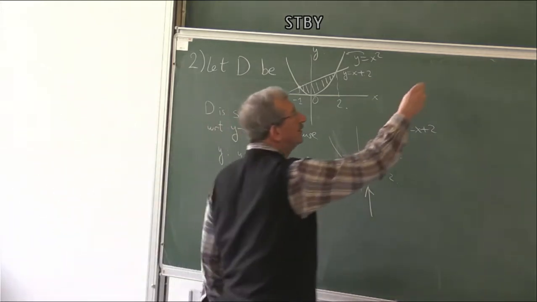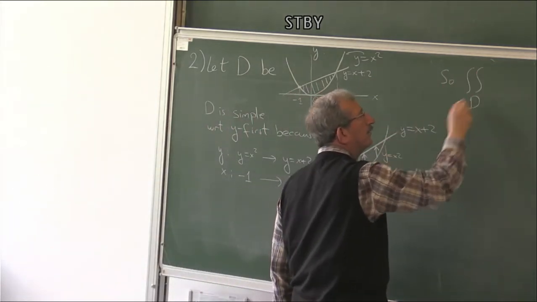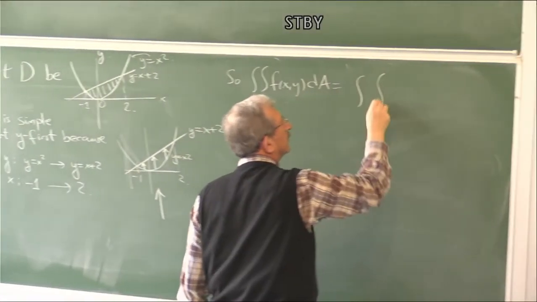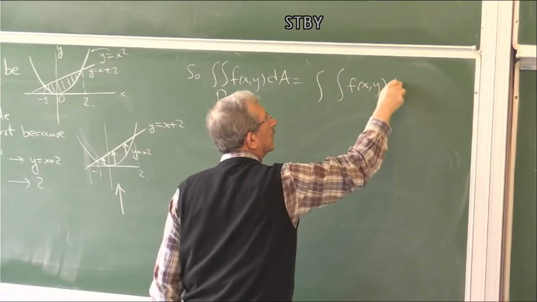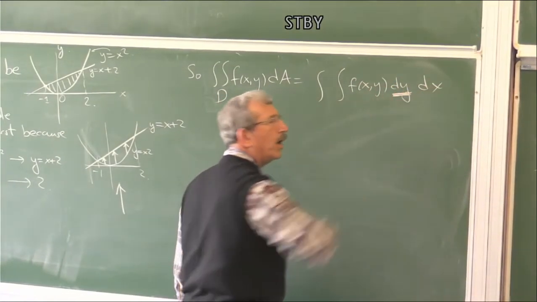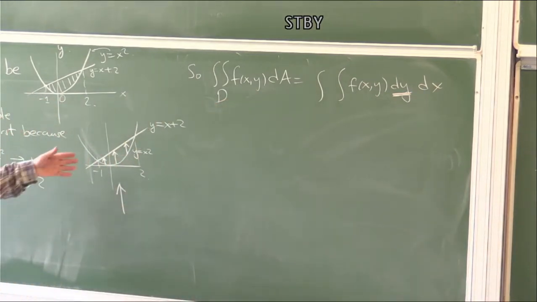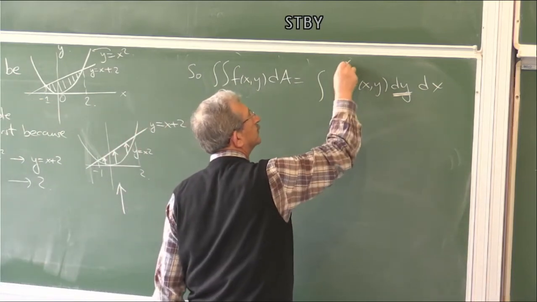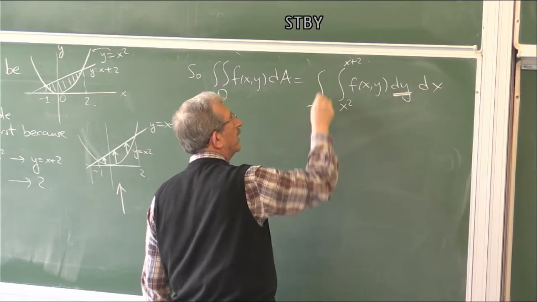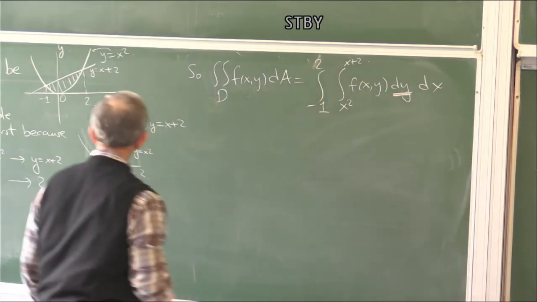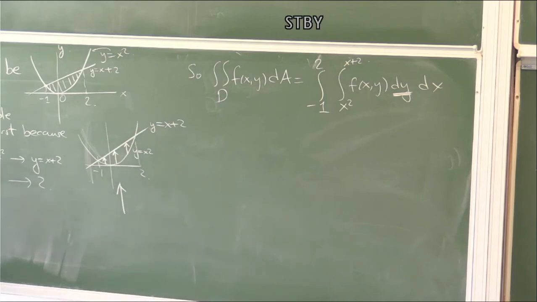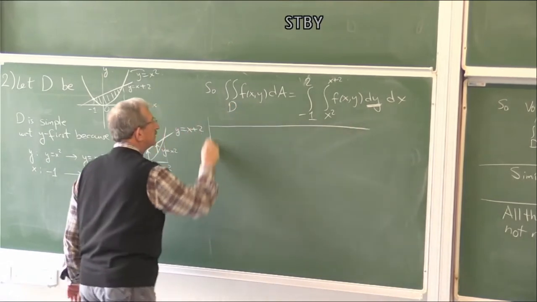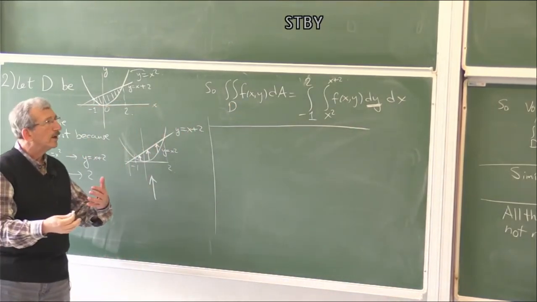Well, this means that I can write by the theorem my double integral as an iterated integral with respect to y, the first variable, and y changed from, as seen from here, x squared to x plus 2, and x from minus 1 to 2. Fine. Okay. Now, let us write this with respect to x first.